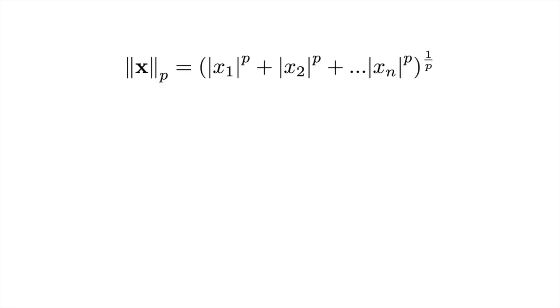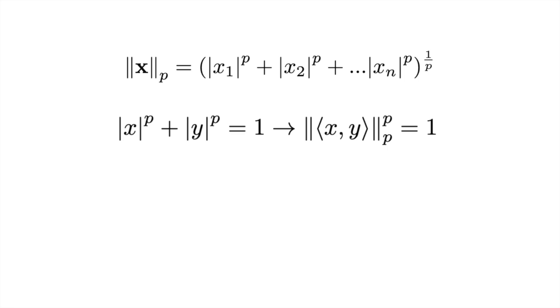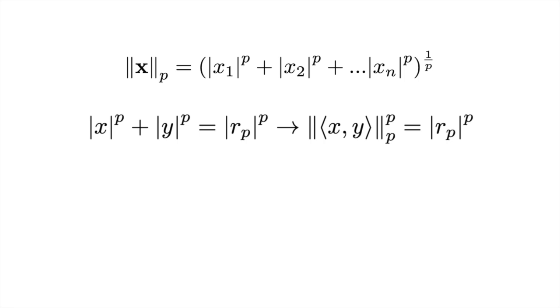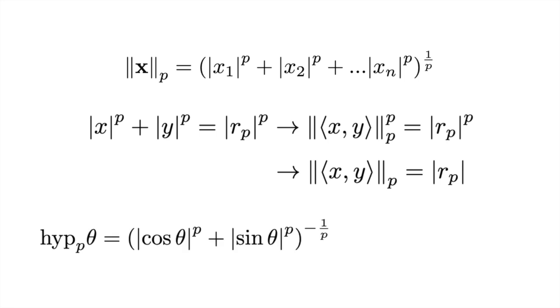Taking this definition, we can rewrite our equation for a unit squircle in terms of the p-norm. In fact, we can generalize this to squircles of any radius r sub p, and this new equation, once simplified a bit, can make more sense of what a squircle is. A squircle of radius r sub p is the set of all points xy such that the p-norm of xy is r sub p. Bringing this to the hypotenuse function, it can also be written as the reciprocal of the p-norm of cosine and sine.